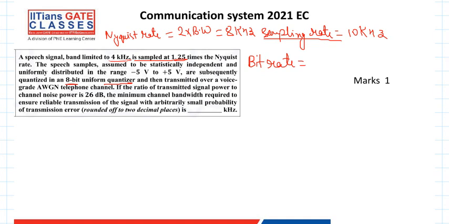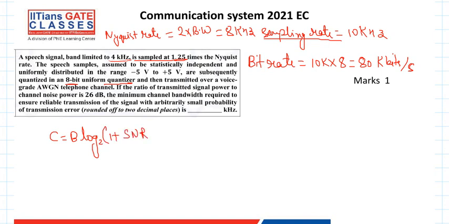So the sampling rate is 10 kilohertz multiplied by each sample assigned 8 bits. It means we are generating 80 kilobits per second. Okay, so this is the bit rate. Now this bit stream we have to transmit over the channel which has SNR equal to 26 dB. Now what is the channel capacity? C equals B log 2 (1 plus SNR).